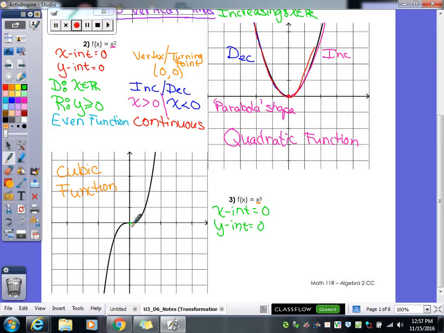Both would be 0. Again, it crosses at the origin. Those are your x and your y-intercepts. Pretty much most of your parent functions, your x and y-intercepts are going to be zeros. Okay, let's take a look at the next part.